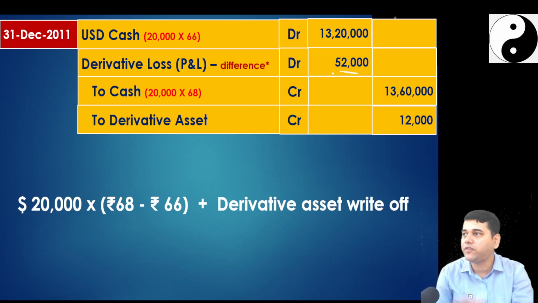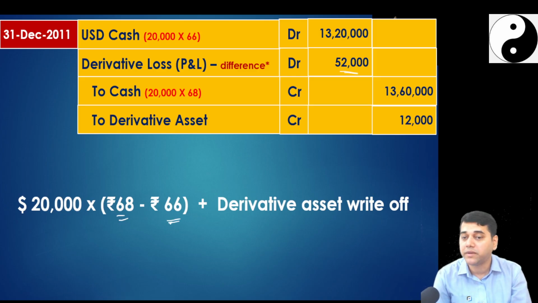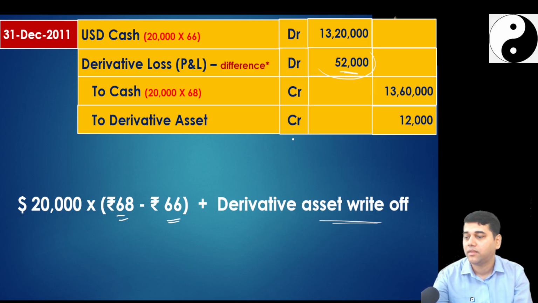If you want to, you can cross verify. What is your total loss? What is the price? 68. Okay. And what is your closing price? 66. So, the difference with this is your total loss, plus the derivative asset written off gives you 52,000. Are you clear, students? That's it, done. So simple.